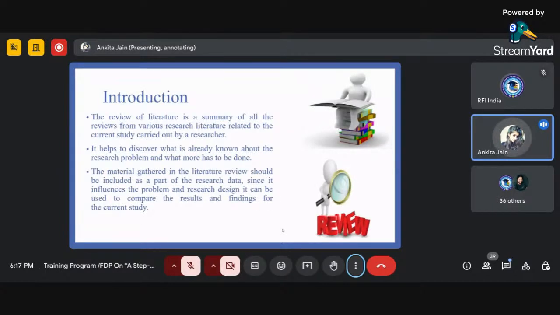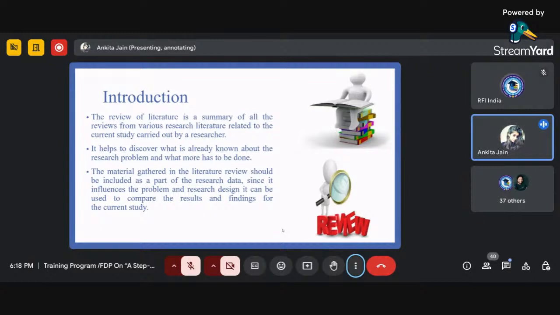So, what is a review of literature? The review of literature is the summary of all the reviews from various literatures related to the current study carried out by a researcher. So, what we are currently planning to study, and what a review of literature is, the summary of those reviews. For example, I am downloading one paper or looking at one thesis or research paper in a magazine or anywhere, and I come out with a summary of it because I am trying to understand what that researcher has done.